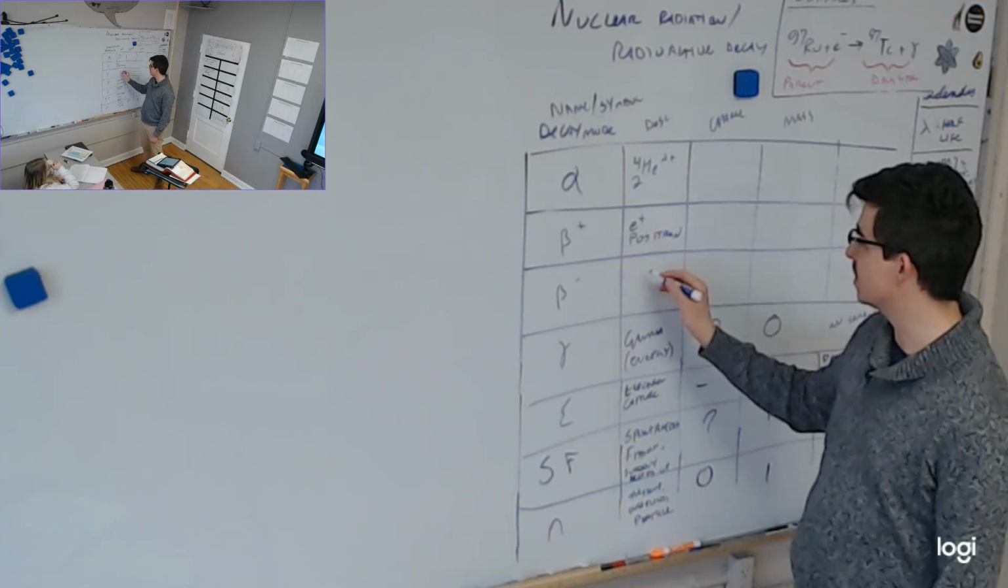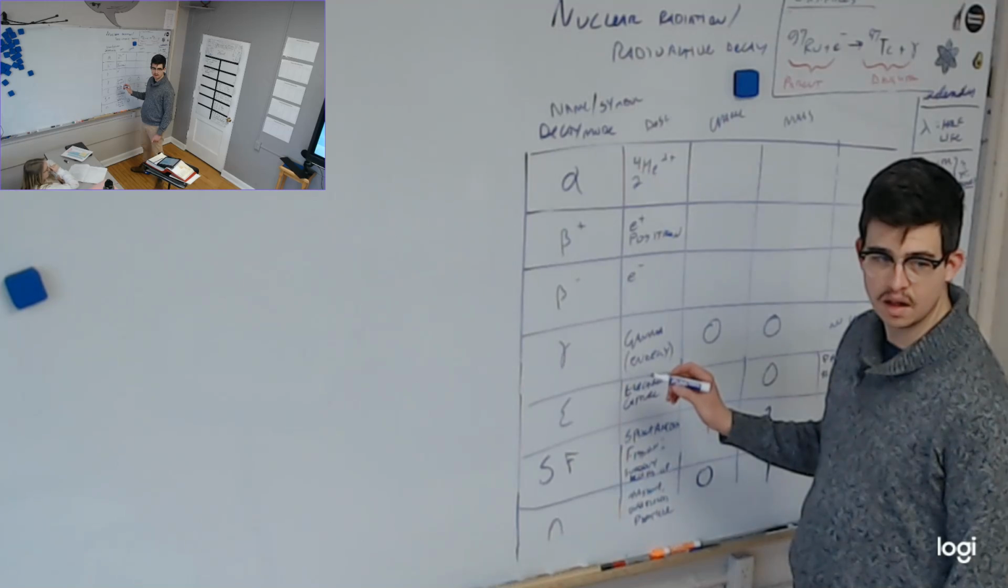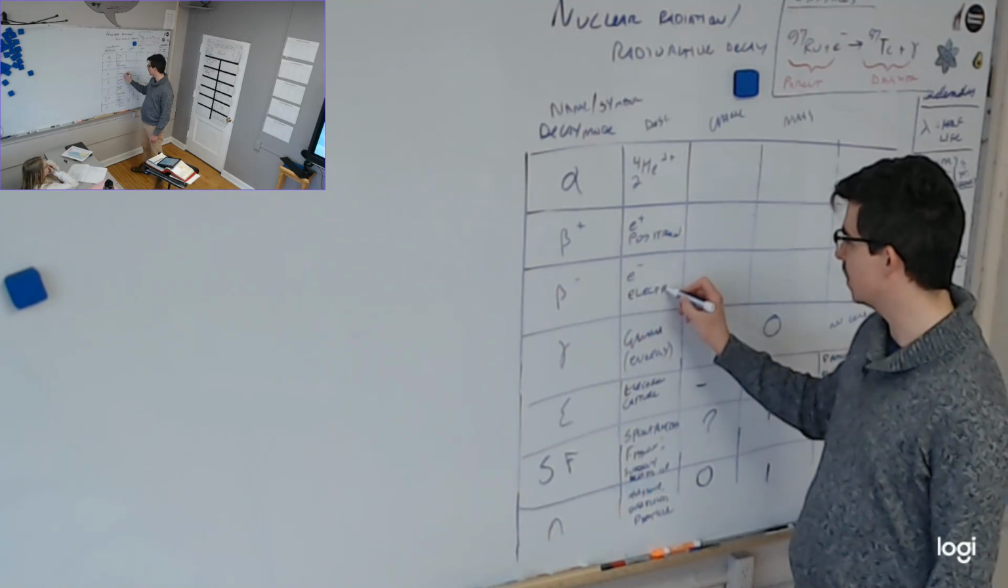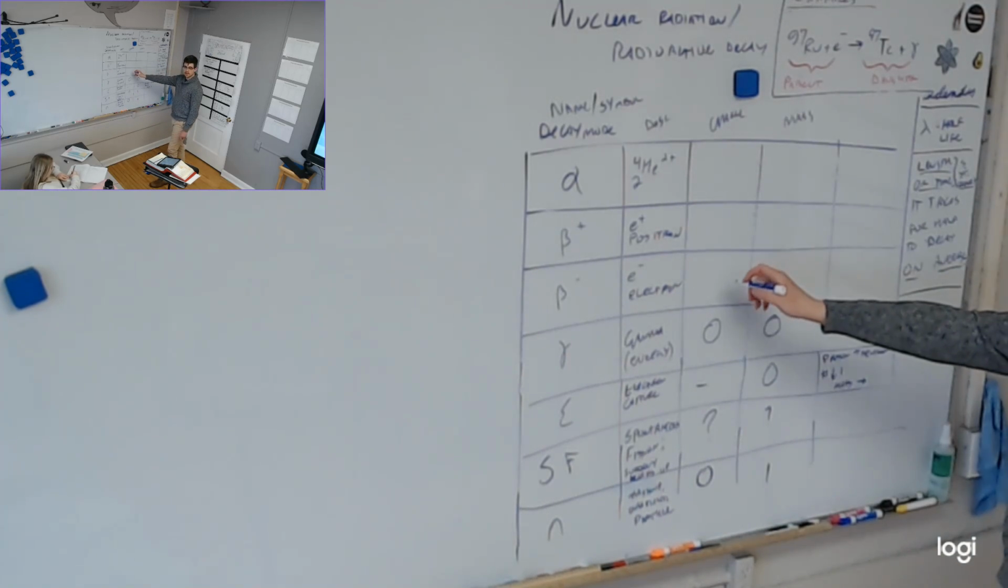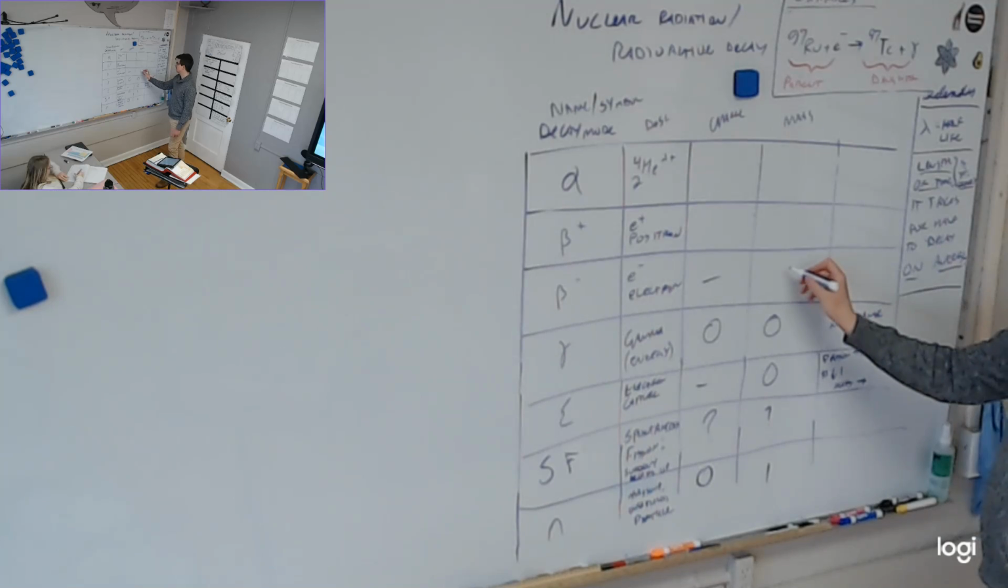So what would beta minus decay be, you reckon? E minus, which is an electron. Charge on an electron? Same as the charge on electron capture. Minus. Mass? 0. Now what's the difference?